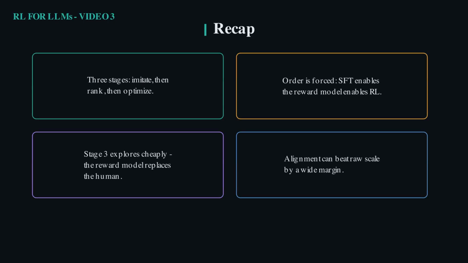4 things to carry away from this video. 3 stages: imitate, rank, optimize. Their order is forced. Stage 3 explores cheaply because the reward model stands in for the human, and alignment can beat raw scale by a wide margin.